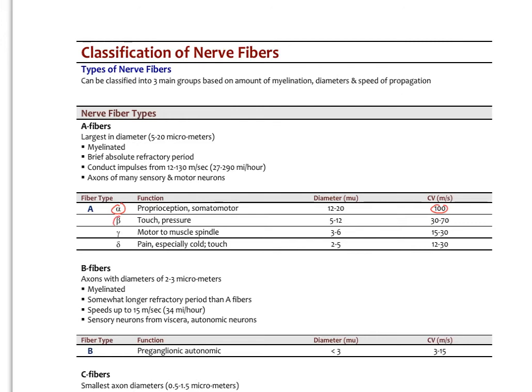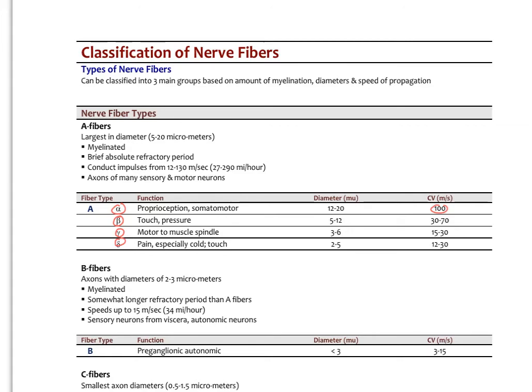Beta fibers are related to touch and pressure. And then we have the gamma and the delta fibers, and they're related to motor spindles in the muscles. Basically, that's going to let the brain know how much the muscle is stretched. And then the delta fibers on pain, especially cold, and then touch sensations. So those are all examples of A fibers.